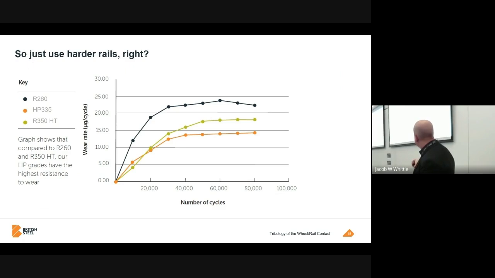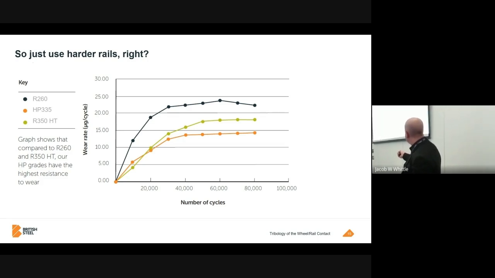There's HP335, British Steel's premium rail steel, with 335 hardness. It's a microalloyed, naturally cooled product, so it's not heat treated. There are pros and cons to heat treated products or not, which I haven't got time to go into. Then the nearest competitor to HP335 is R350HT, where HT stands for heat treatment. Obviously the 350 is harder than the 335, but after about 20,000 cycles, you get lower wear from the softer of the two premium rails.